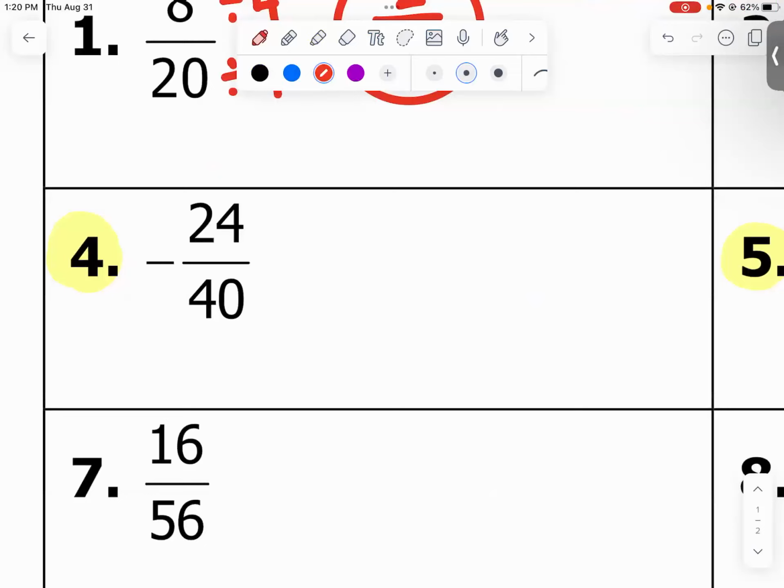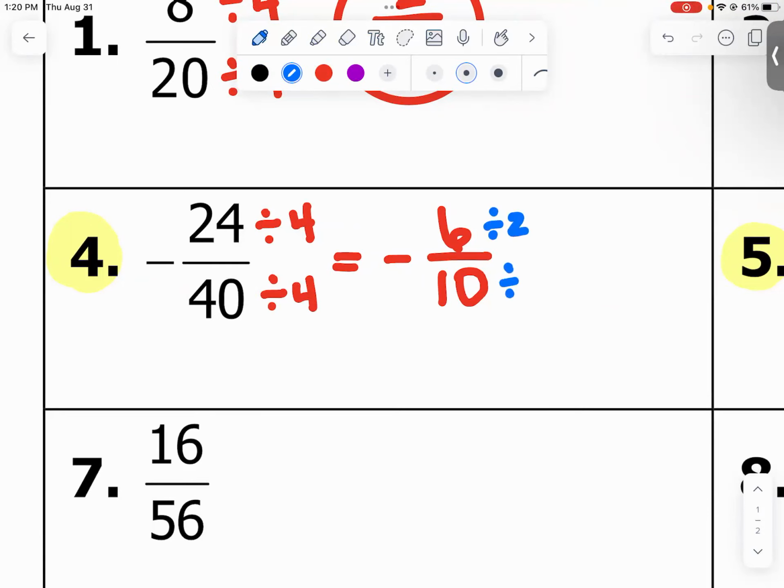All right, Austin, what's the greatest common factor of 24 and 40? Okay, if we divide 24 and 40 by 4, then we get negative 6 over 10. Is that simple? It is not simple. Okay, so Austin divided both of these by 4, but 6 over 10 is still not simple. So Austin, what can we do now? 6 and 10 are both divisible by 2. Okay, so if we divide by 2, now we have negative 3 over 5.